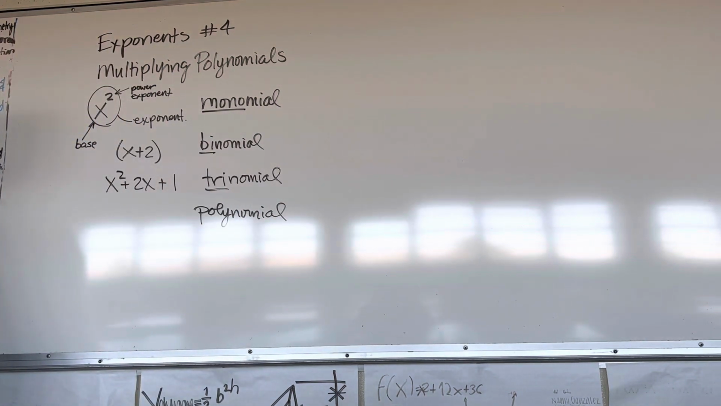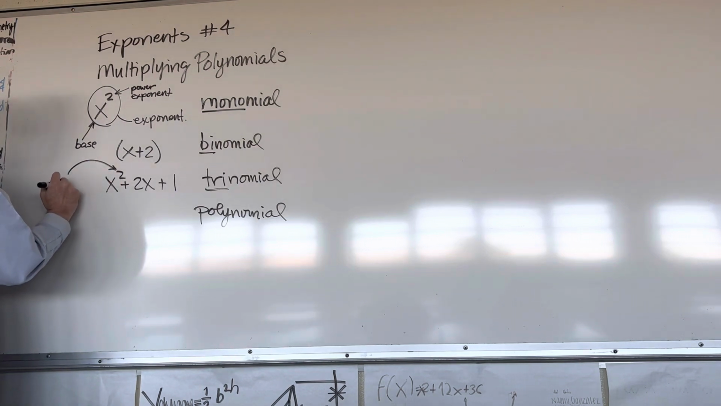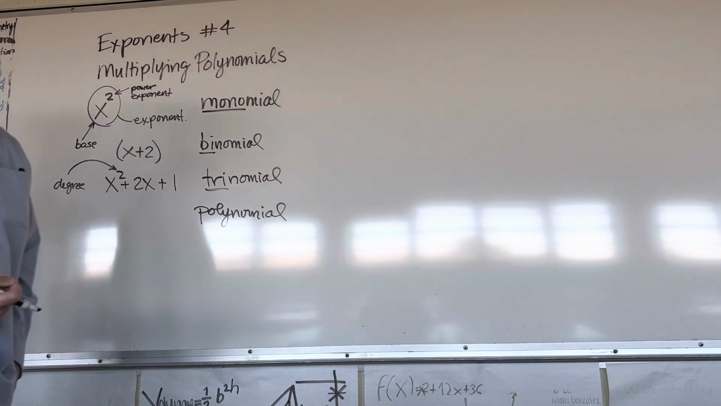What else can we talk about? We can talk about the degree of the polynomial. The degree is normally the largest power. So if this goes up to power 2, this would be called the degree, the largest power of the statement. So that's some basics.